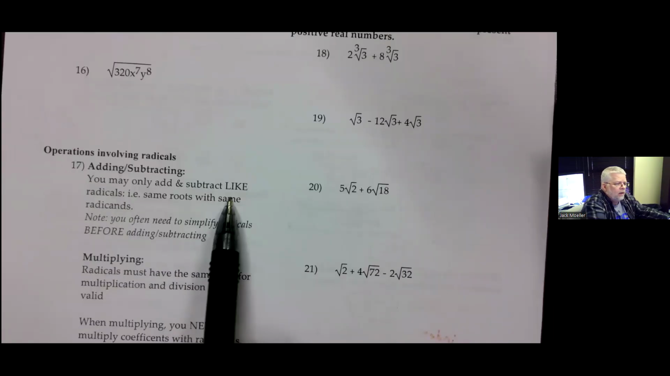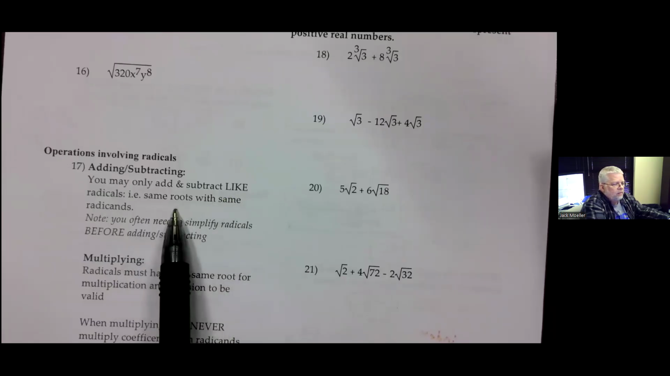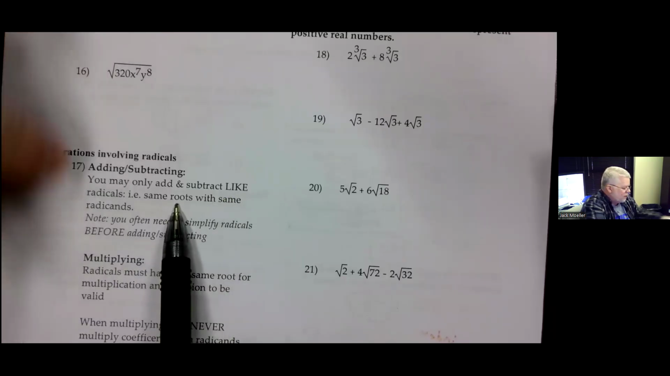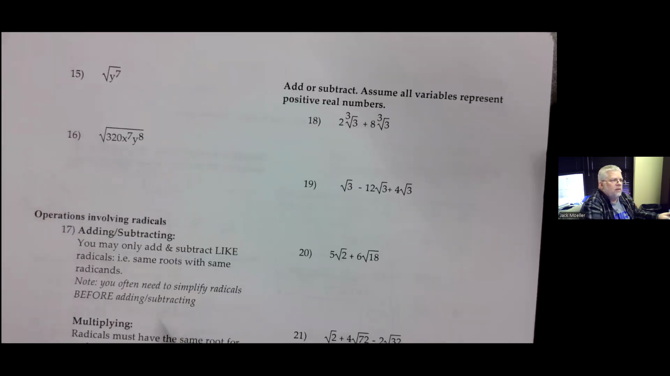And what do I mean by like radicals? That means they have the same root or same index with the same radicand, which is what's on the inside. It's sort of like adding fractions with the same denominator.